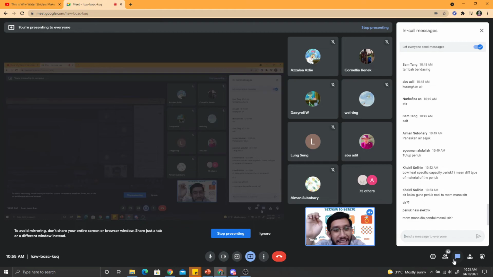Periuk nasi elektrik. Okay, periuk nasi elektrik, korang letak, dia panaskan guna elektrik kan, so the whole thing akan panas. So, macam mana dia tahu bila semua air tu dah tak ada? Korang perasan tak kalau periuk nasi, dalam dia ada macam tengah-tengah tu like a spring pipe, bulat. So, you letak periuk, dia akan tuk.